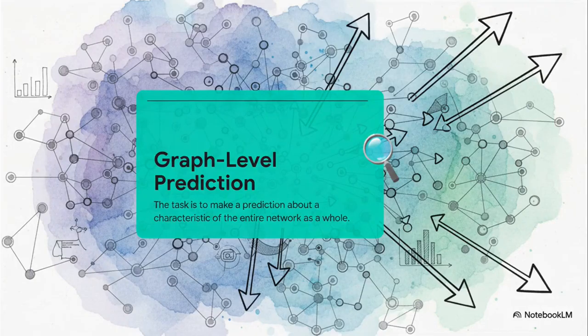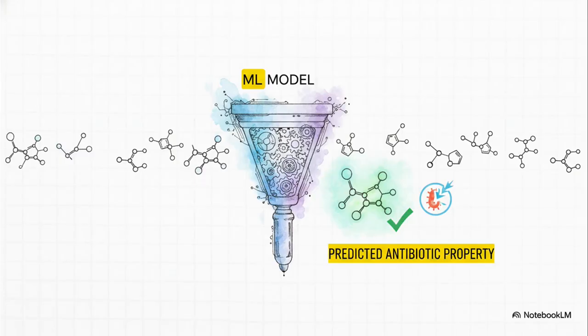The third and final task is graph-level prediction. This is where we zoom all the way out and make a prediction about a property of the entire network. The model learns to spot global patterns across the whole structure in order to classify it. This approach is huge in drug discovery. An entire molecule is represented as a graph, and the model predicts if that whole structure has a certain property, like whether it could be an effective antibiotic.